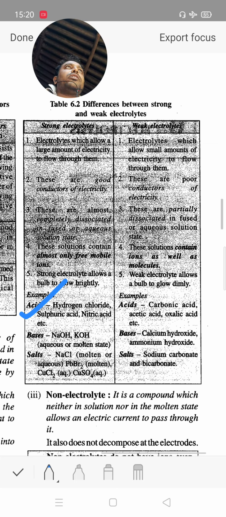And there are some salts like NaCl, copper sulfate, lead bromide, copper chloride in a molten state or aqueous state, which act as a strong electrolyte. And some salts like sodium carbonate, bicarbonate are examples of weak electrolyte.